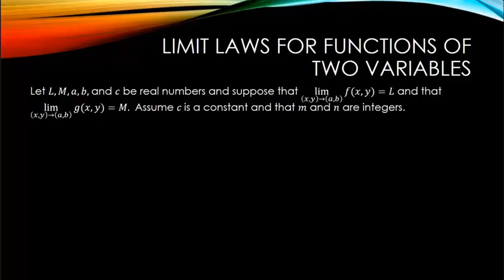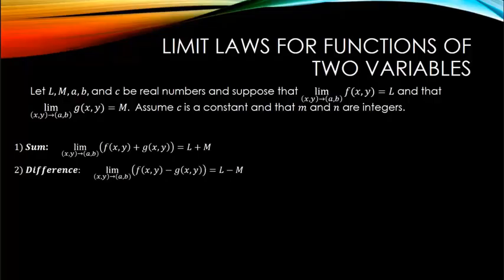So my limit law for the sum of two functions is that the limit as (x,y) approaches (a,b) of the sum f(x,y) plus g(x,y) will be equal to capital L plus capital M. In other words, the limit of the sum of two functions as (x,y) approaches (a,b) becomes the sum of the limits of the two functions. The difference of the two functions, the limit as (x,y) approaches (a,b) of f(x,y) minus g(x,y), is just the difference of the two limits, capital L minus capital M.